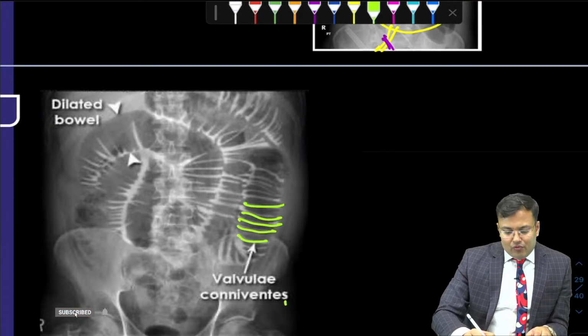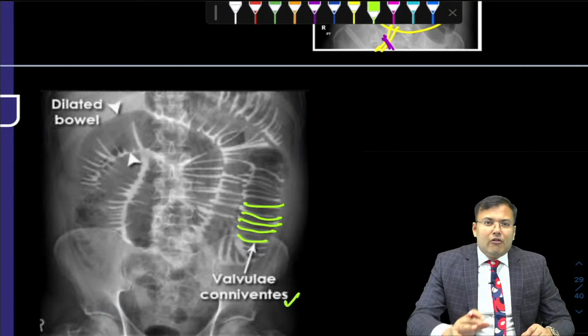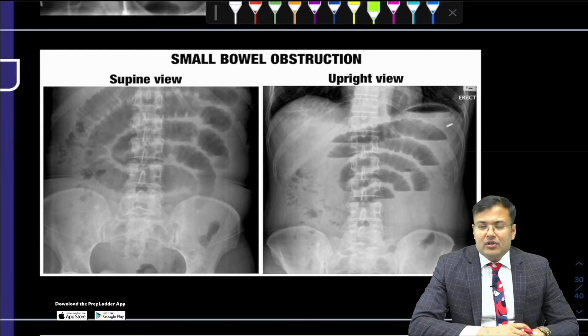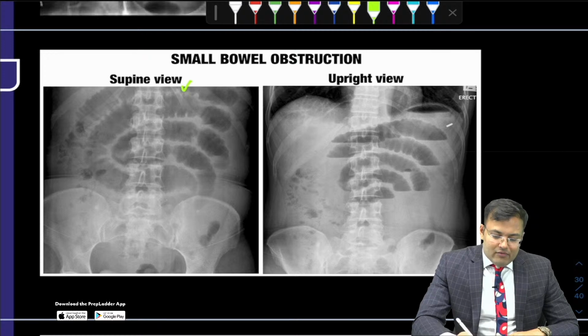These are known as valvulae conniventes, also known as valves of Kerckring, plicae circulares. How does small bowel obstruction look? There are two views: one is the supine view and one is the upright view.